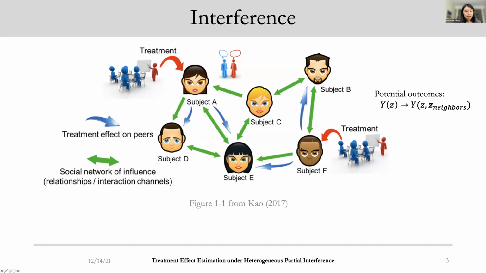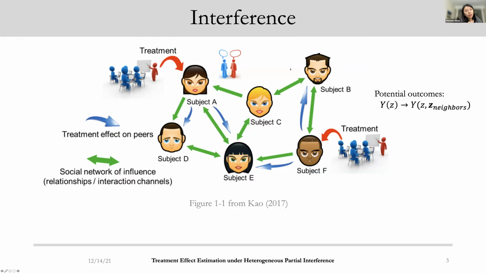The exact mechanism of interference depends on the particular application. One can use the general potential outcome framework to capture the interference and spillover effects. So in this generalized version, the potential outcomes are defined by a unit's own and neighbors' treatment assignments.